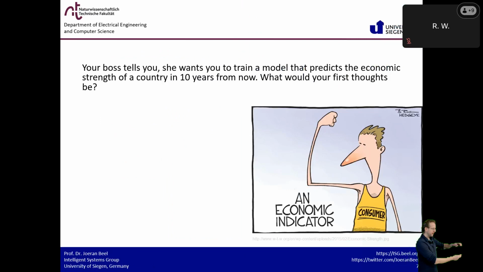I want to give you another example. Some of you might know this already. Those of you who don't know this example, imagine you work as a machine learning engineer in a company, and your boss wants you to predict the economic strength of a country in 10 years from now. What would your first questions be?